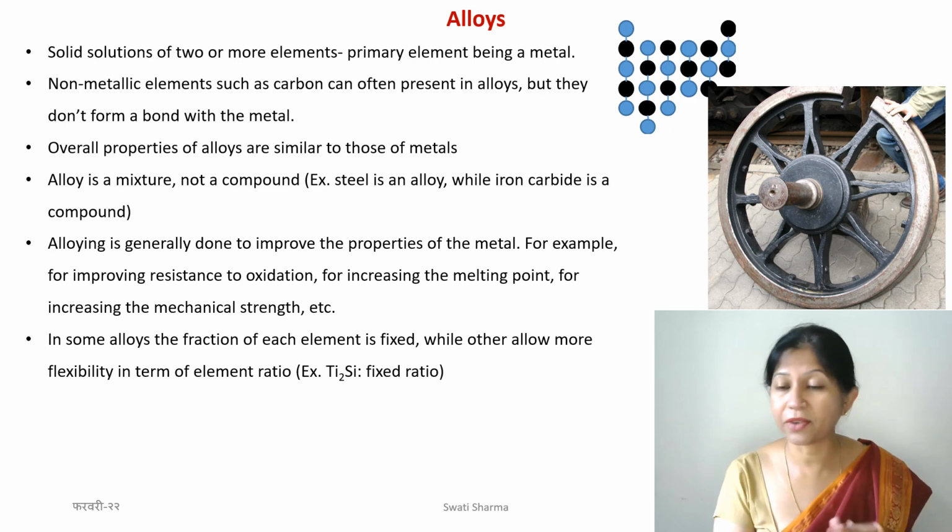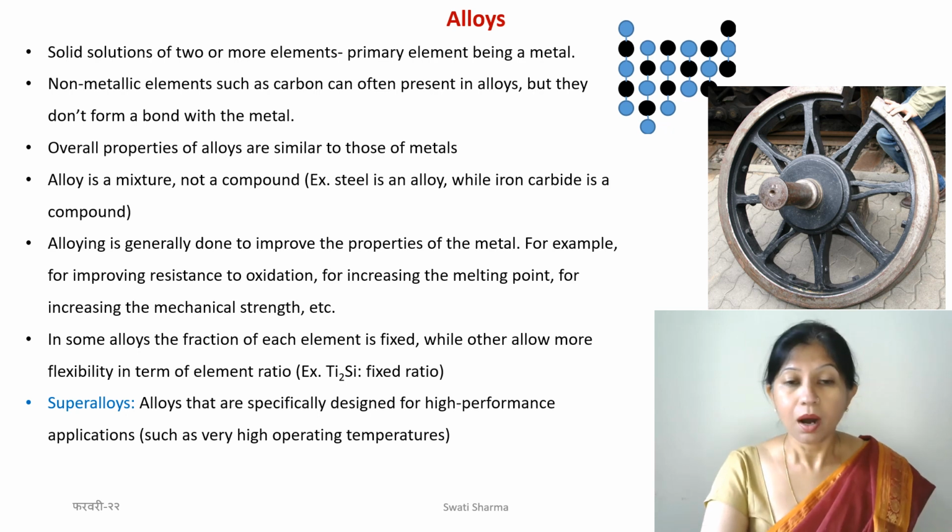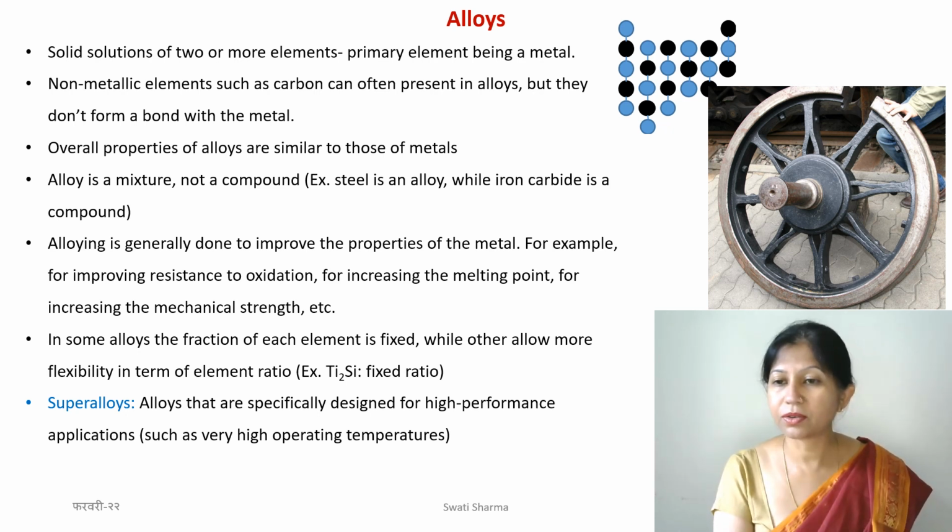But in certain cases, for example, Ti2Si, which I have written here. This is an alloy of titanium and silicon. In this particular case, the ratio is fixed, and there are many examples where the ratio is fixed. Okay, so this was about alloys. There's something also called super alloy. So what is so super about it?